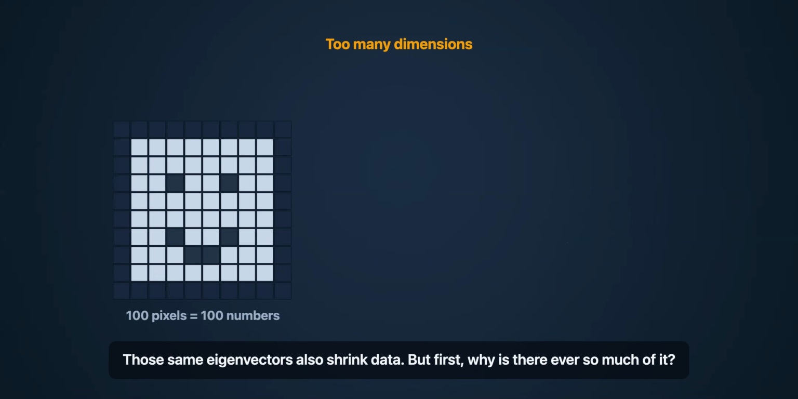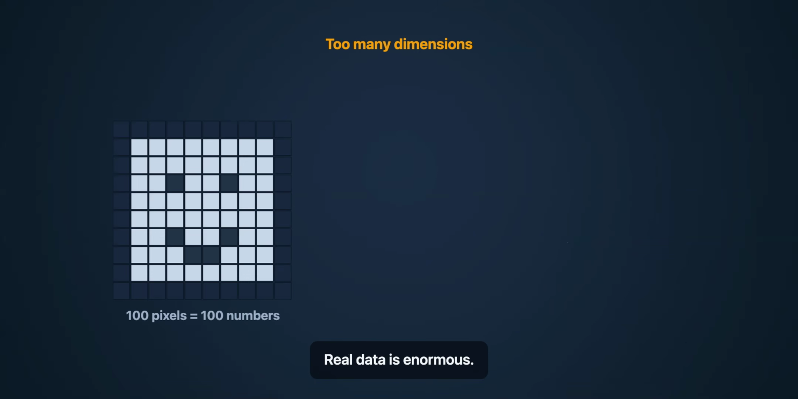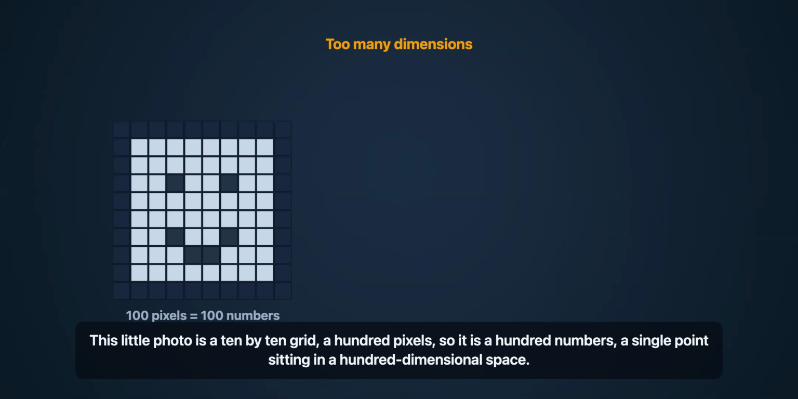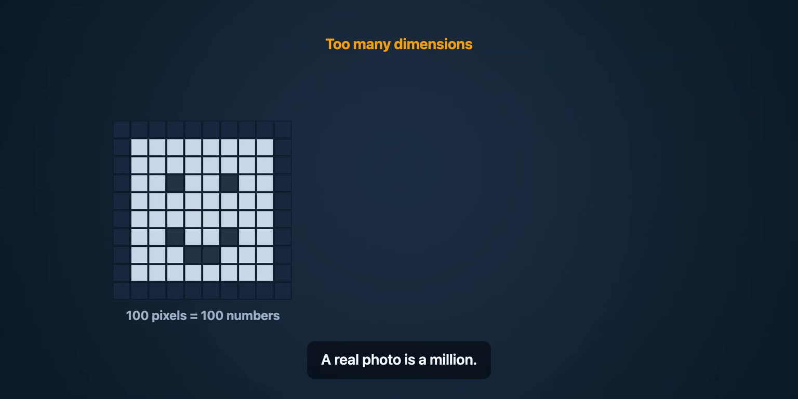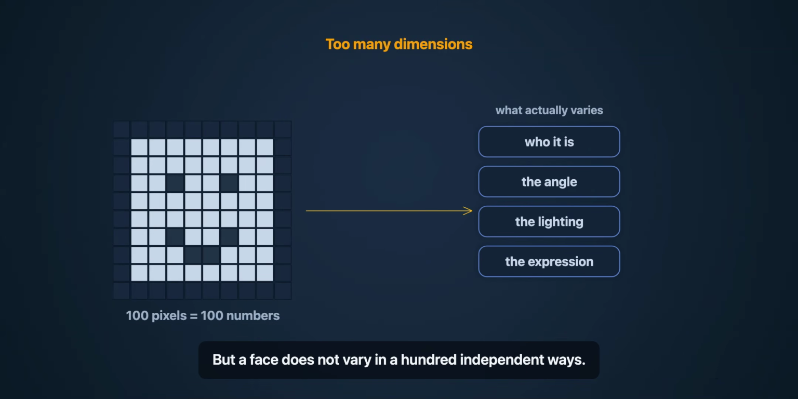Those same eigenvectors also shrink data. But first, why is there ever so much of it? Real data is enormous. This little photo is a 10 by 10 grid, 100 pixels. So it is 100 numbers, a single point sitting in 100-dimensional space. A real photo is 1,000,000, but a face does not vary in 100 independent ways.